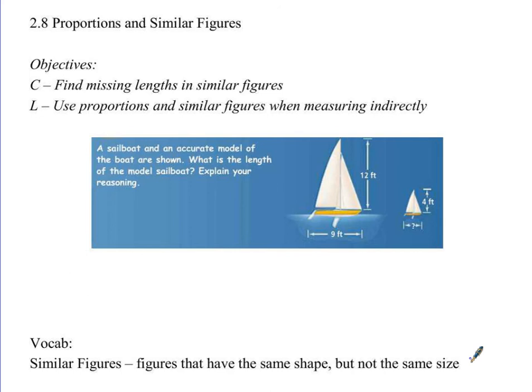All right, we have a sailboat, like a real life sailboat, and then an accurate model of that same sailboat are shown. What is the length of the model sailboat? What is it? 3? Okay. So we know how to work with similar figures, but how did you do that? The answer is 3.